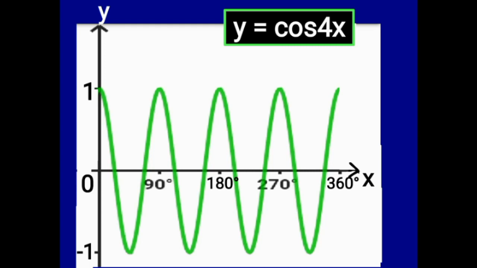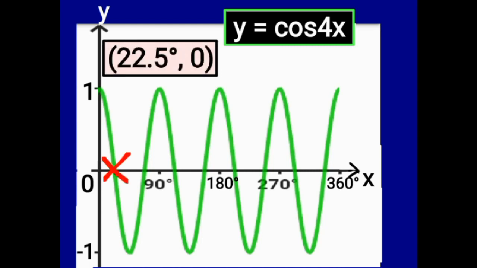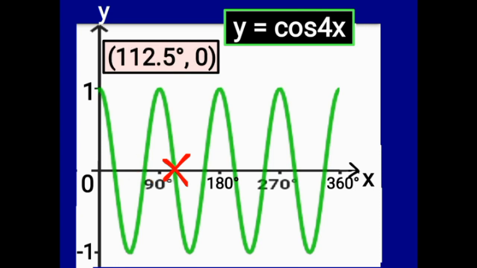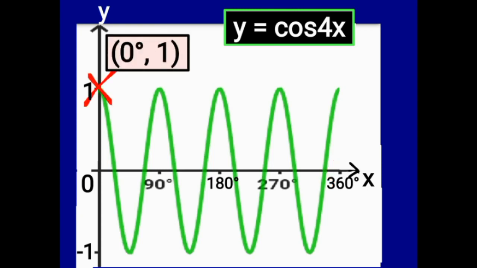The graph now crosses the x-axis at 22.5 degrees, 67.5 degrees, 112.5 degrees, 157.5 degrees, 202.5 degrees, 247.5 degrees, 292.5 degrees and 337.5 degrees, and crosses the y-axis at the coordinates 0 degrees, 1.